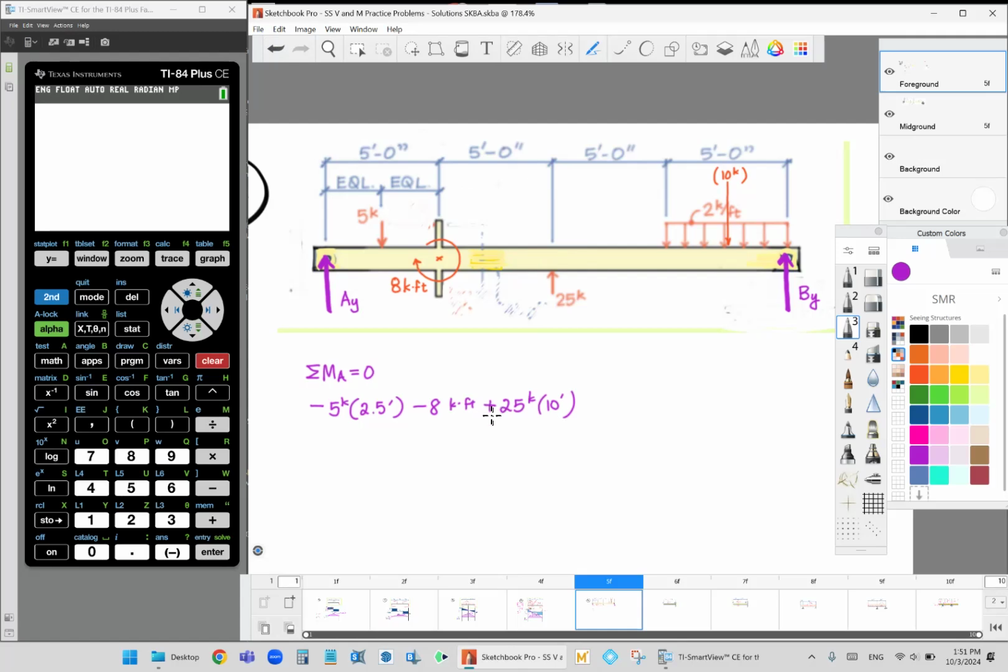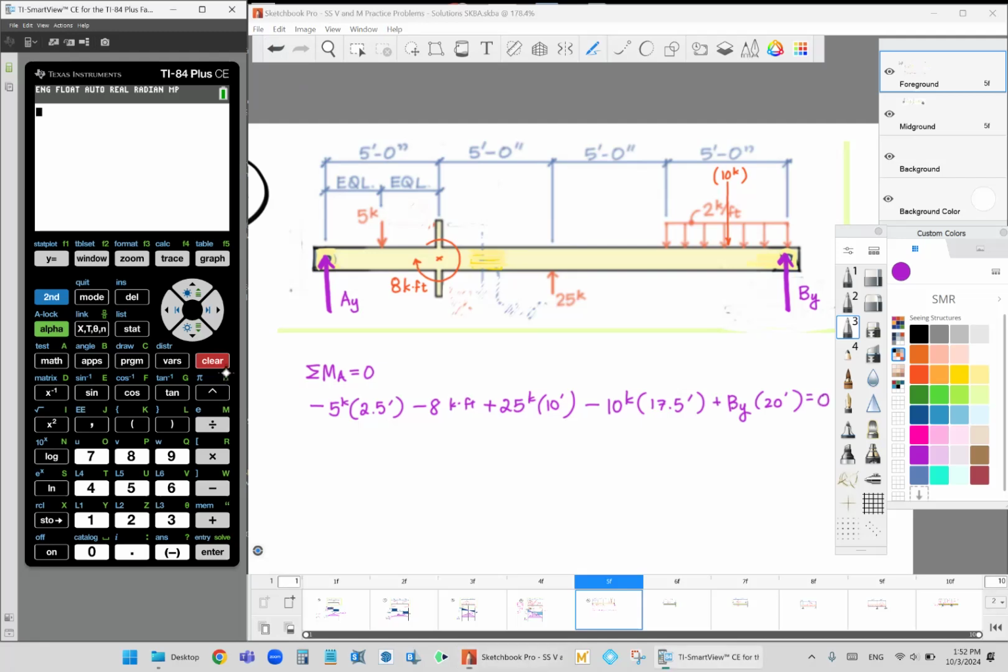That one is positive. Next term, 10 kips times a distance of 5, 10, 15, 17.5 feet. That one is negative. Under the assumption that B_y is upward, my last term is B_y times 5 times 4, 20 feet. And that one is positive, and that is set equal to 0.